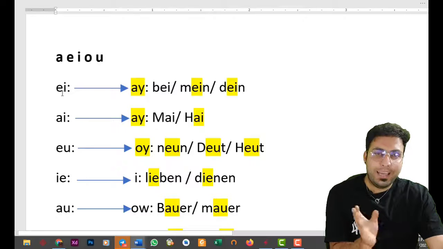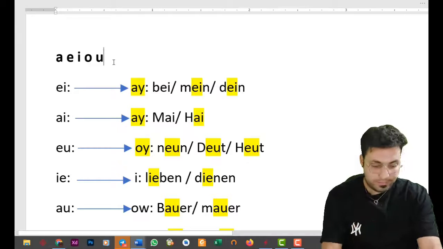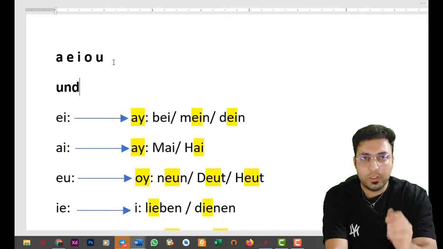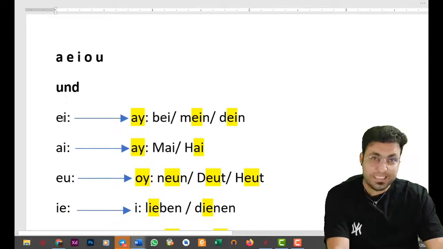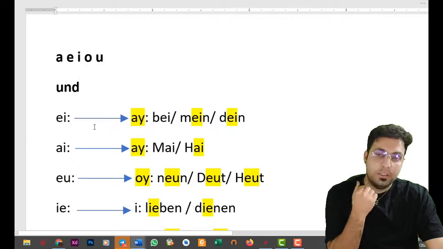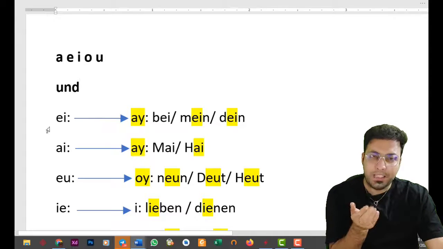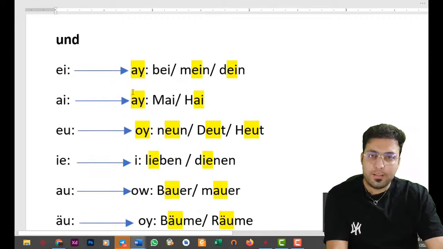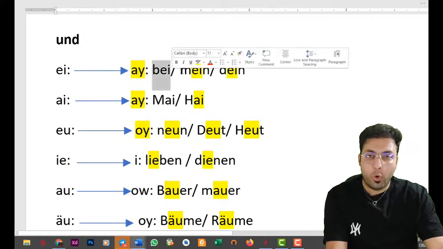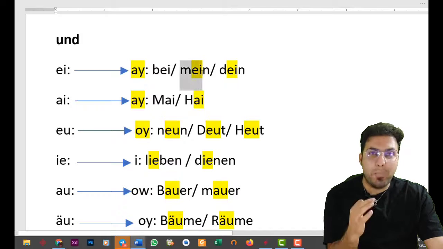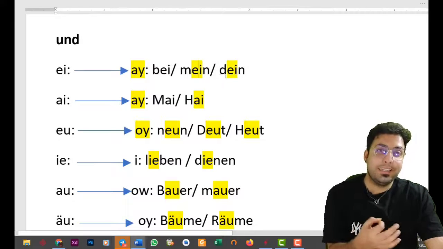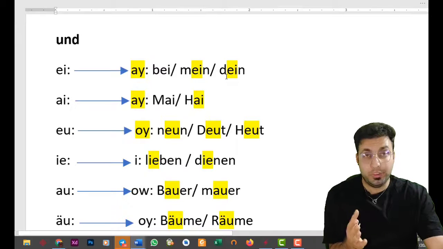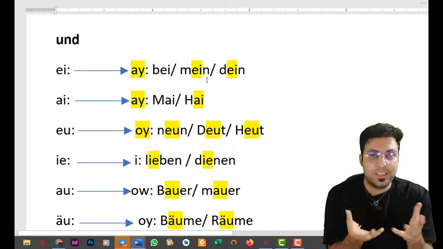A and I, E. So always, and in German it is und, okay? Und. And I is always I. So that is by, or mine. So that is dein. So easy. Einfach means easy.